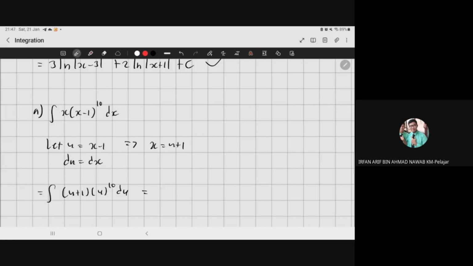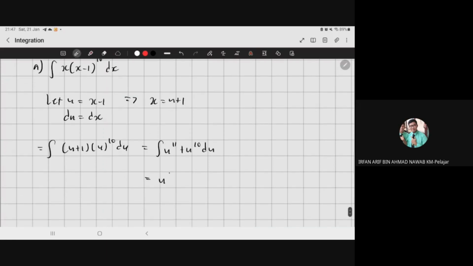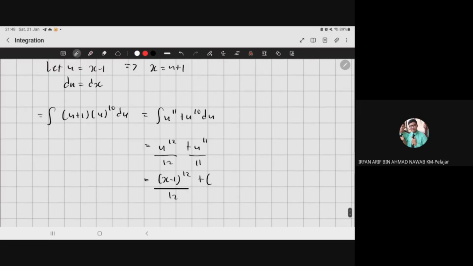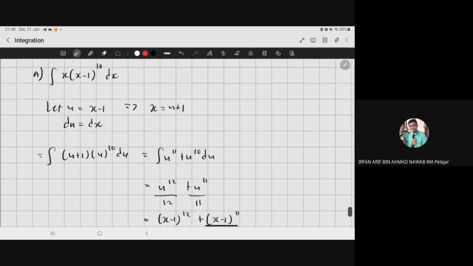Here, you will get u to the power of 11 plus u to the power of 10 du. Integrate as usual: u to the power of 12 over 12 plus u to the power of 11 over 11. This is equal to (x minus 1) to the power of 12 over 12 plus (x minus 1) to the power of 11 over 11. Right, so that's about it.